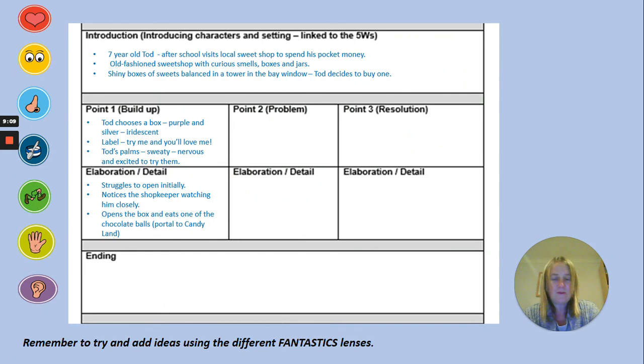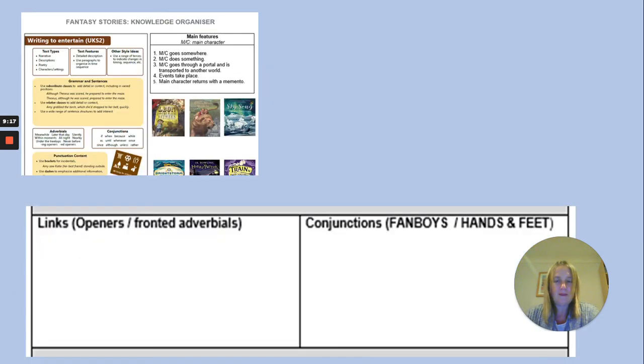So I want you to carry on. You would do yours in the same way and fill in the problem and the resolution and the ending. Now, the bottom half of the IPL grid is that language section, which sometimes people find hard to fill in, or they're not sure what to put in there, but it's equally as important.